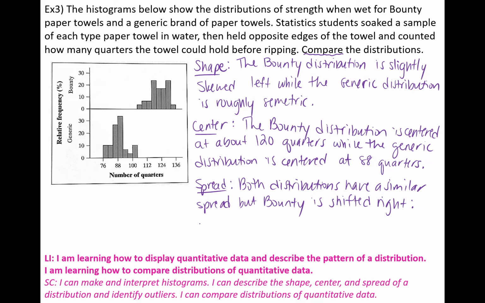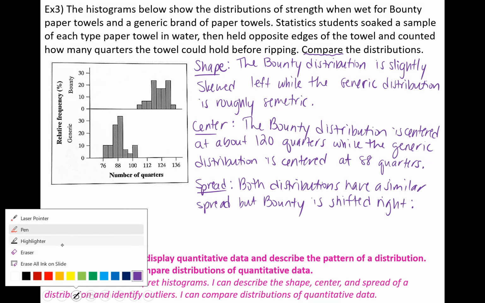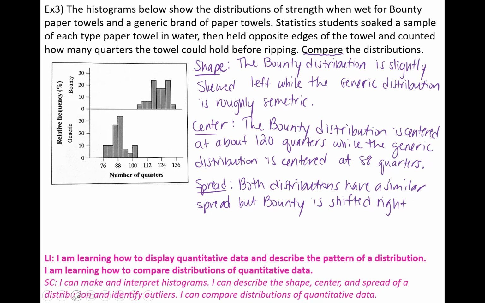Looks like 111 or so quarters. I don't know. Maybe I won't worry about it. We'll just leave it. Sorry, it's kind of hard to estimate those numbers, and we don't have the actual data. So I'm going to say shifted right or higher compared to the generic. All right, so we have shape, we have center, we have spread. And the last thing we need to comment on is outliers.